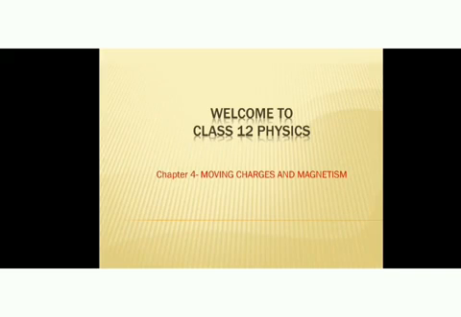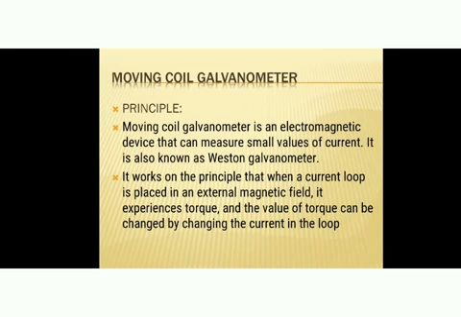Children, as we discussed in our introductory video, let's discuss the moving coil galvanometer. So what do you mean by moving coil galvanometer? You are familiar with this term galvanometer. A moving coil galvanometer is an electromagnetic device that can measure small values of current. It is also known as the Western galvanometer.